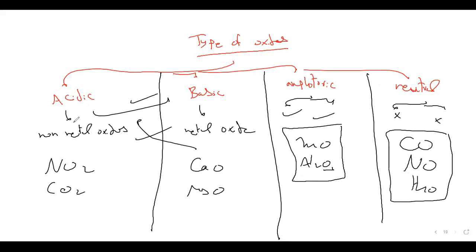So acidic oxide is a non-metal oxide that reacts with basic oxide; basic oxide is a metal oxide that reacts with acidic; amphoteric oxide is an oxide that reacts with both acid and base; neutral doesn't react with anyone.